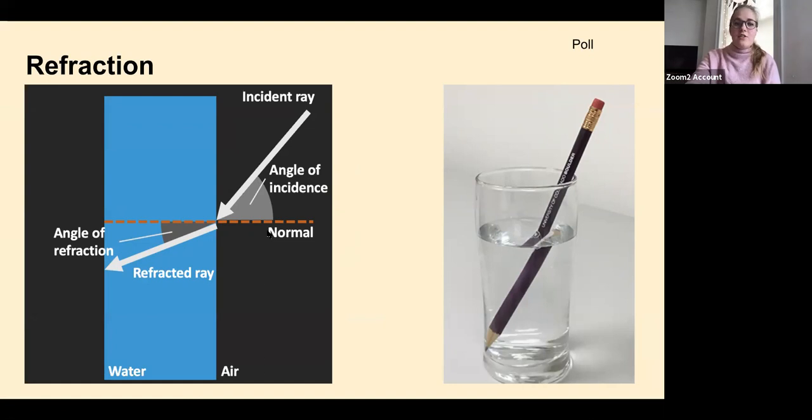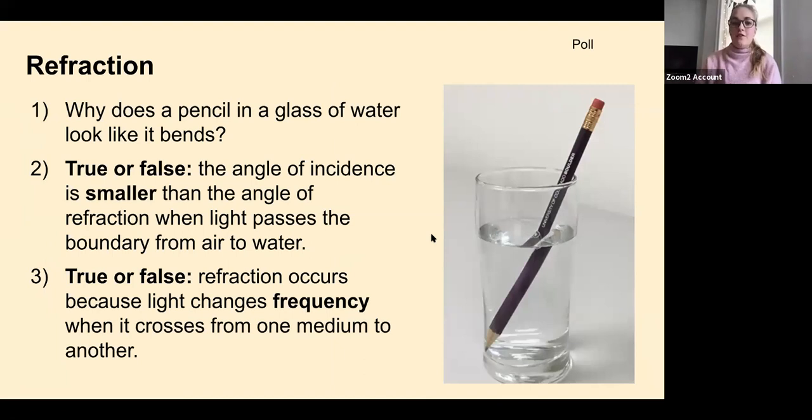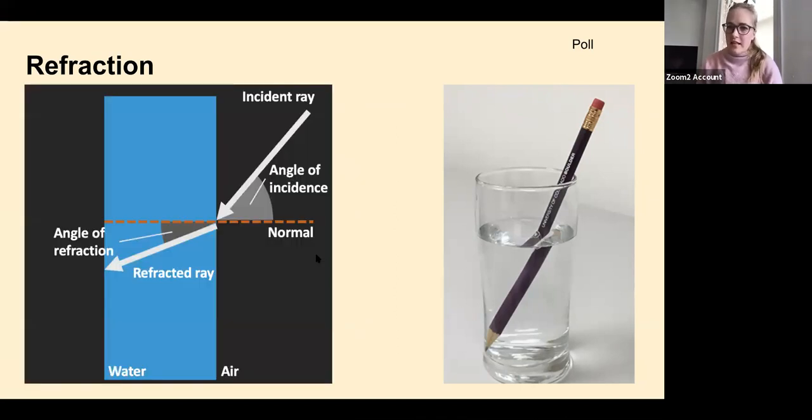All right, and then the final question is a true or false question. Refraction occurs because light changes frequency when it crosses from one medium to another. This one is also false, because refraction occurs because light changes speed when it crosses from one medium to another. Again, you can think of the example I was showing with the car: when the car went from the road to the grass, it slowed down, and this caused it to change direction. So the light ray is changing direction because it's slowing down or speeding up as it crosses from one medium to another.